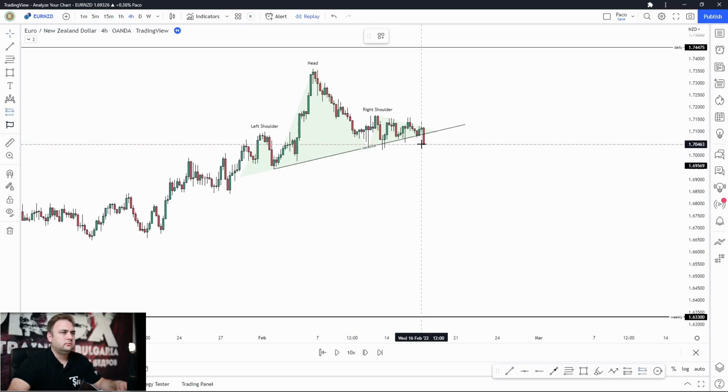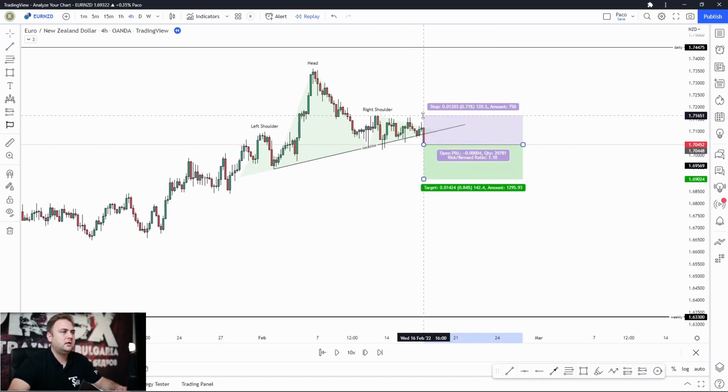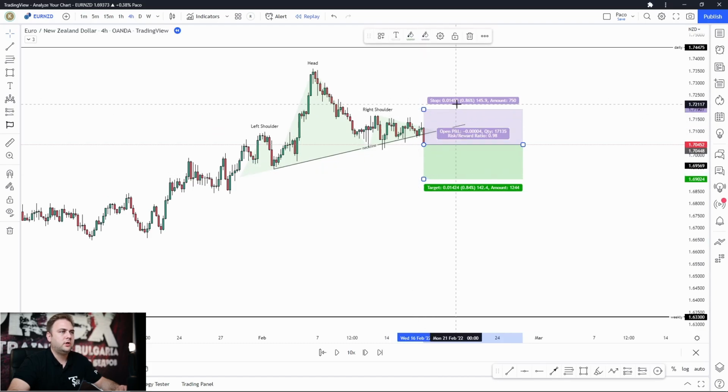Let me show you. From here is our trade. Our stop loss, we are gonna make it above this high over here, the right shoulder. So in this case it is 123 pips. We are gonna make it a little more, probably 145 pips.